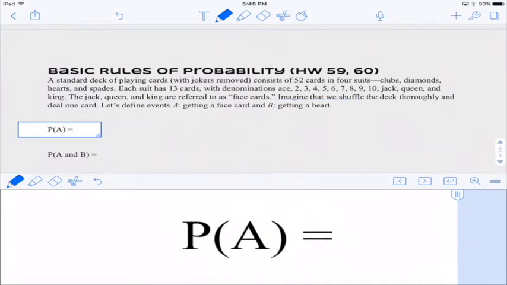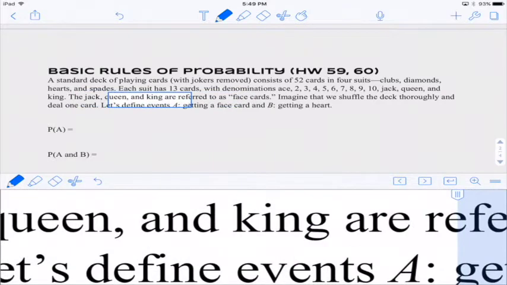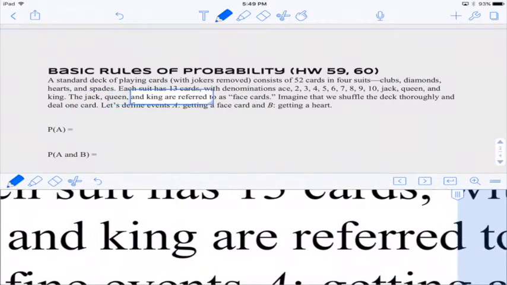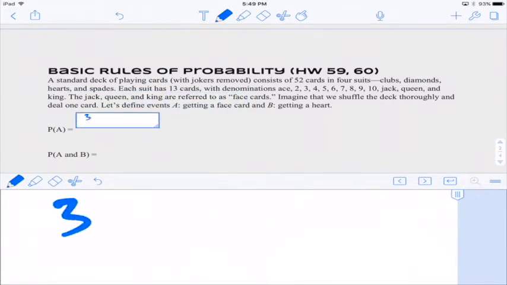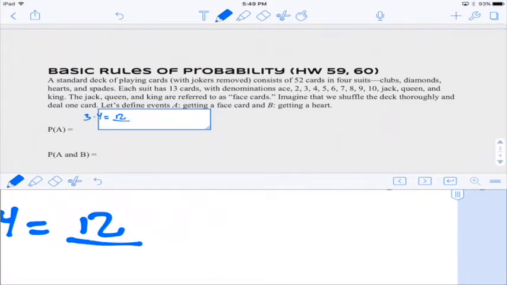What's the probability that we get a face card? Well, there's a jack, queen, and a king of each suit. So there are 3 for each suit, so times 4. So there's 12 face cards out of all of those 52 cards in the deck.